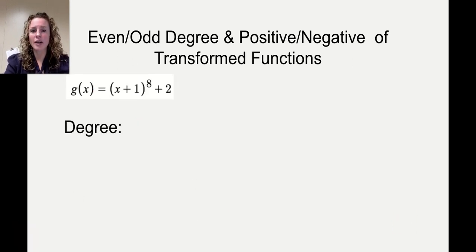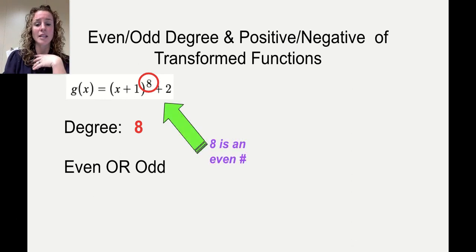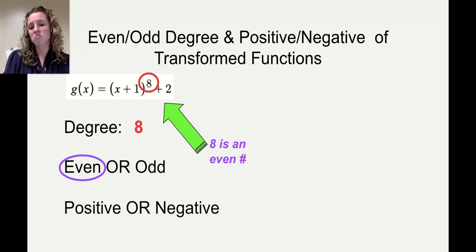Okay, last one here. Hopefully by now we are getting the hang of what we're looking for. So the degree would be 8. That is your exponent. Okay, so in this case, because 8 is an even number, that means the degree of my polynomial would be even. Then we look out front. There's no number out front, so you could put a 1 out there if you wanted to. But regardless, because there's not a negative, that means my function is positive.